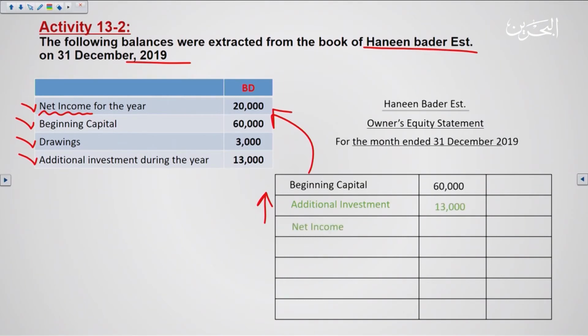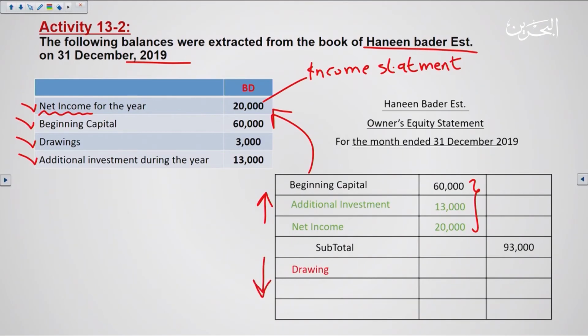Then net income from the question as well, which we have made in the income statement before, or it is already given in the question, which is equal to 20,000 BD. Then I will add all these three amounts to get this amount, which is 93,000 BD. I will add now the events that will decrease the capital. First, the drawing, 3,000 BD. Now I will calculate the ending capital by subtracting these two figures, and I will get 90,000 BD.